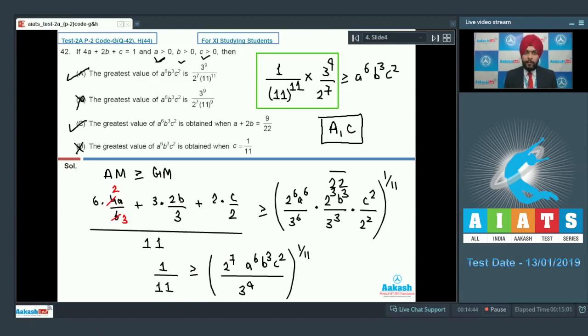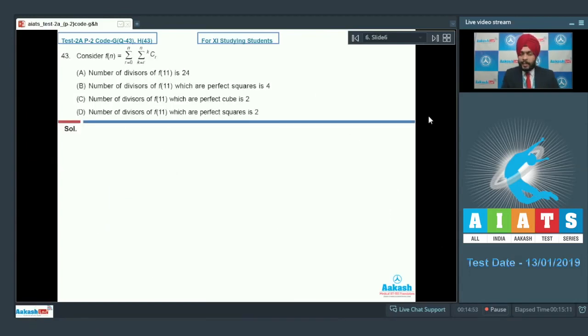Let us move on to question number 43. Question number 43 says that consider a function f(n) equals sigma r from 0 to n, sigma k from r to n, kCr. So whenever double summation is there, we first of all open the inside summation. It is just like a bracketed one. And then we open the outside summation.